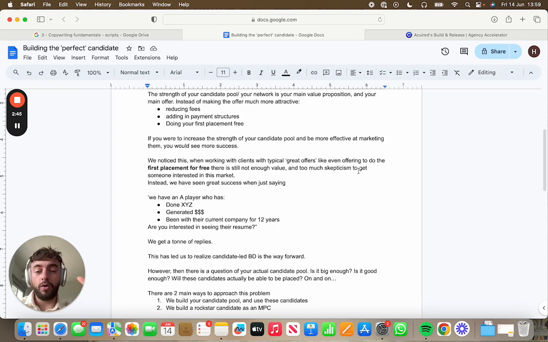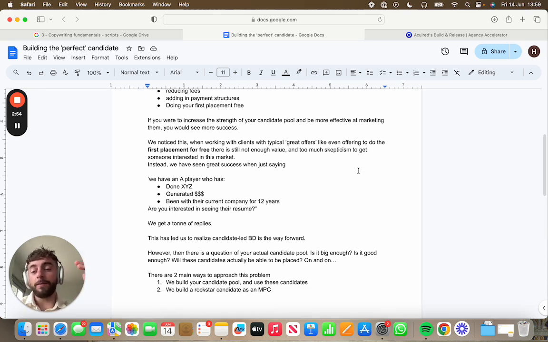The reason being, there was too much skepticism and just not enough value to get someone interested. Instead, we'd run a back-to-back campaign and literally just said, we have an A name, we have an A player who has done XYZ, maybe achieved some sort of qualification, generated $1 million worth of sales, and been at their current company for 12 years, for example, for a sales manager. Are you interested in seeing their resumes? And we got a ton of replies. And this is the same audience that we're going at. We're saying we'll literally place someone for free. That didn't get interest. But saying we've got someone like this did get interest. So this obviously led us to realize that candidate-led business development is the way forward and the highest converting type of outbound.